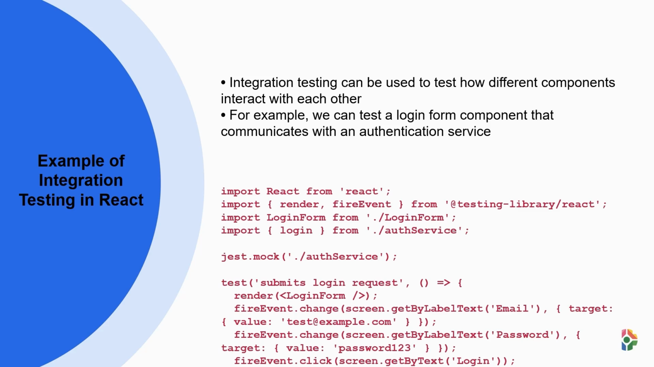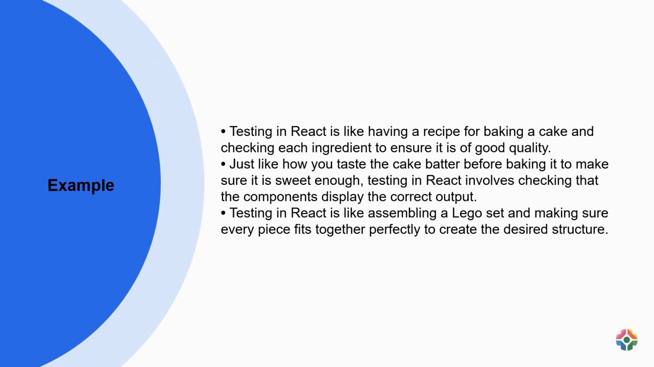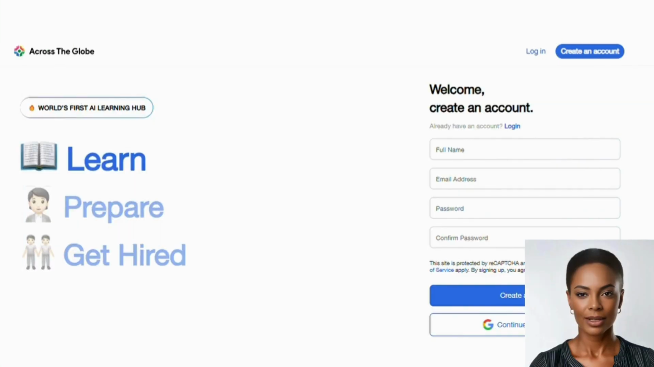Testing in React is like having a recipe for baking a cake and checking each ingredient to ensure it is of good quality. Just like how you taste the cake batter before baking it to make sure it is sweet enough, testing in React involves checking that the components display the correct output. Testing in React is like assembling a Lego set and making sure every piece fits together perfectly to create the desired structure.